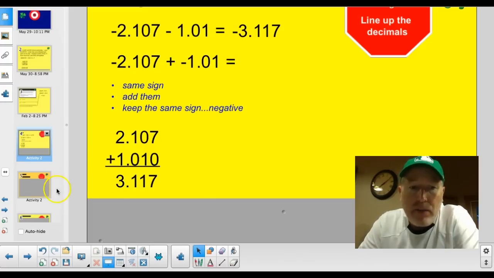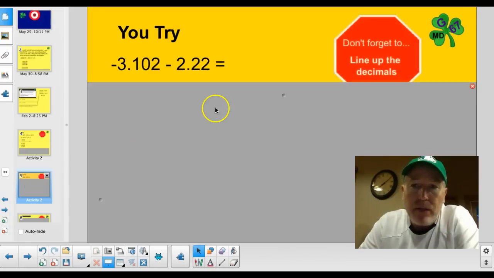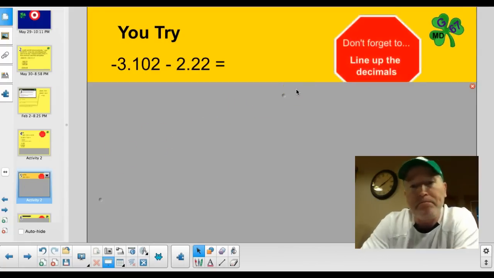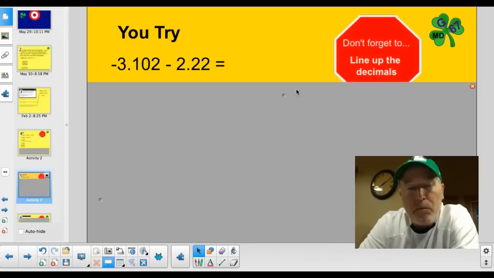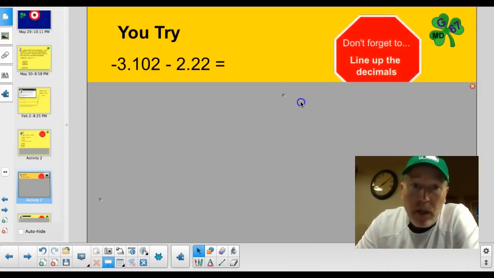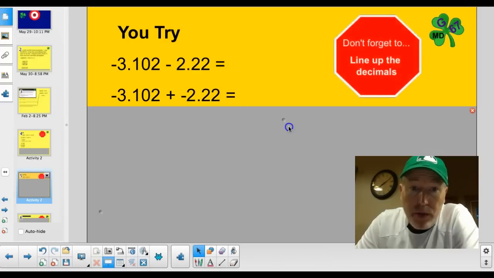Okay? All right, I'm going to have you try a problem very similar to that. Go ahead and try this one here. Don't forget to line up the decimals. Go ahead and try it. Okay, let's see how you did. Okay. Did you rewrite the problem? A negative 3.102 plus a negative 2.22?